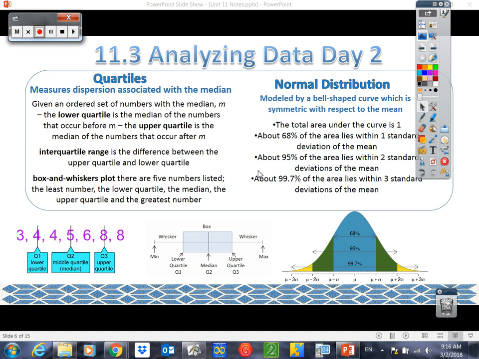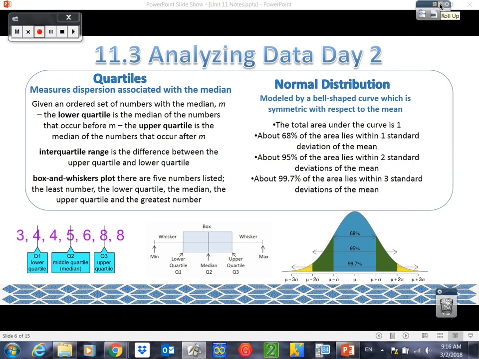Alright, so let's take a look at today's lesson. So we are looking at analyzing data day 2. Let's review what we've done so far with statistics.